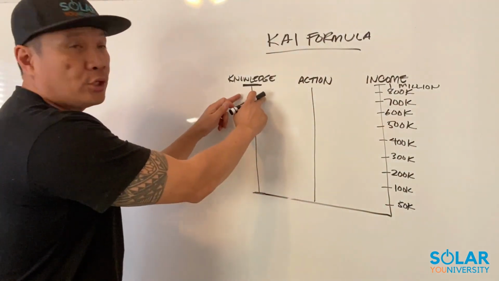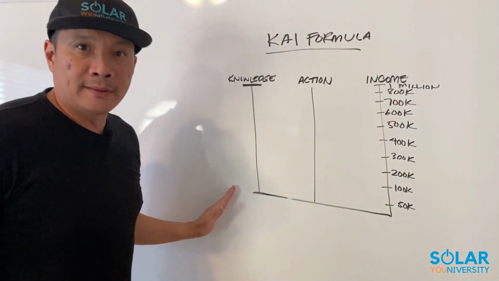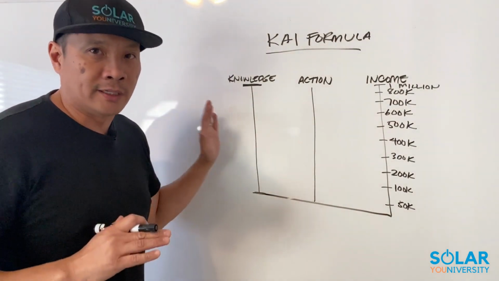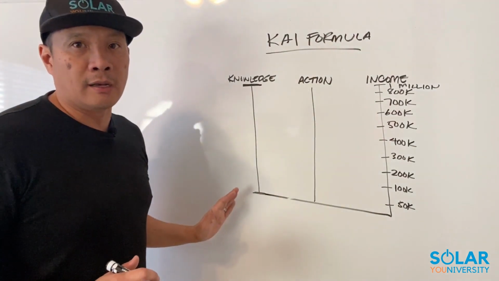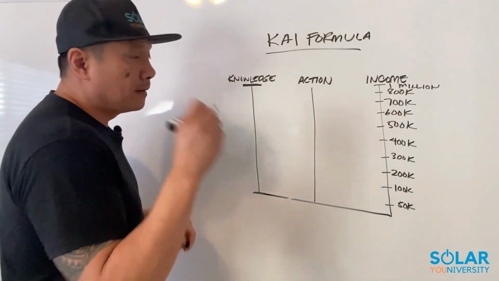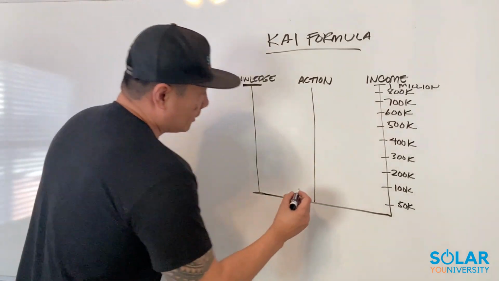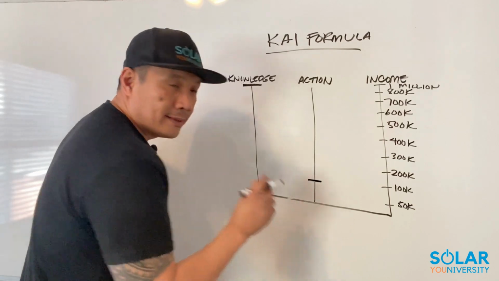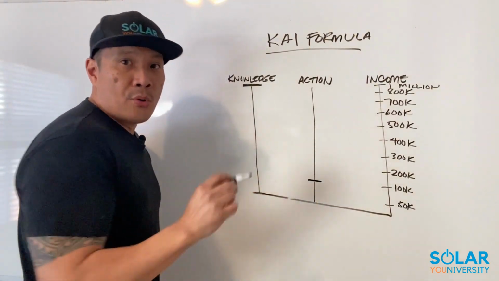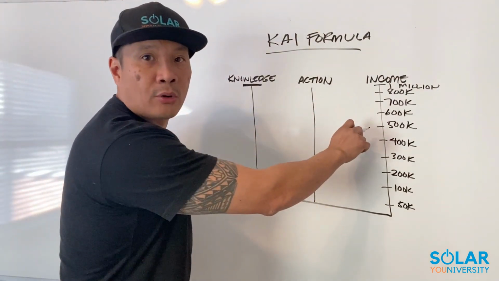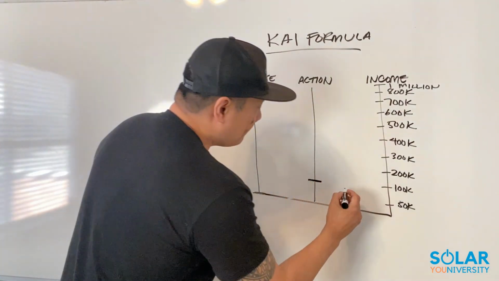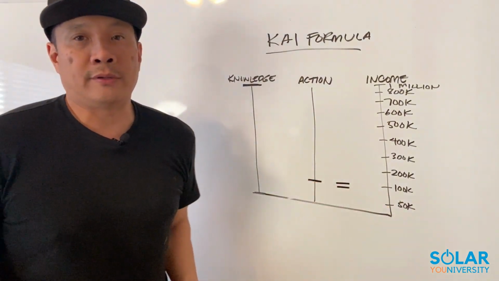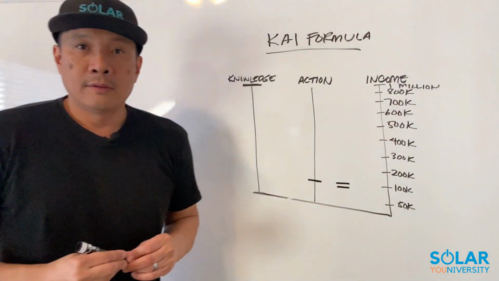So knowing that you know everything, how to run your business, how to close deals, all the software in the world, every single product knowledge that you can think of in solar, but your action taking skills are in this level, right? That means that your income, knowing that your action has direct correlation with your income, that means that you're making about $100,000 a year, okay?